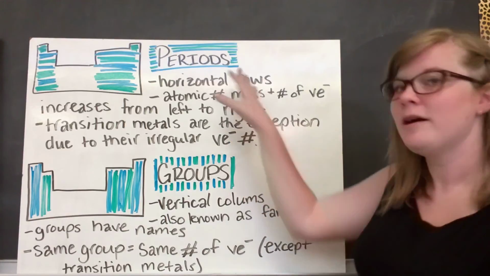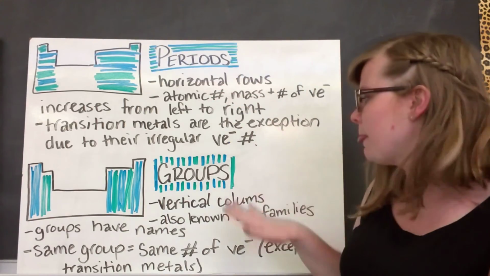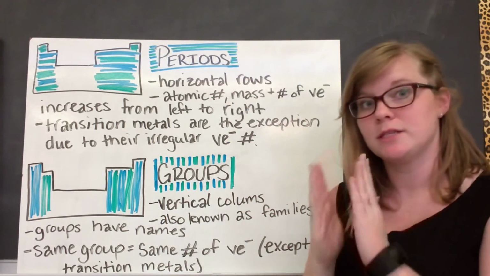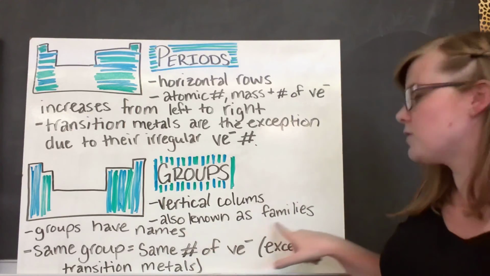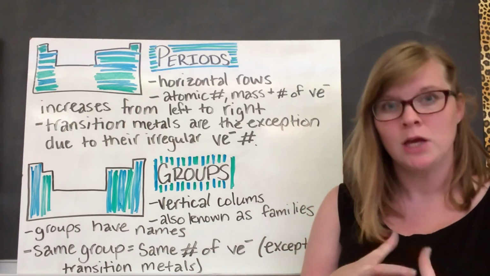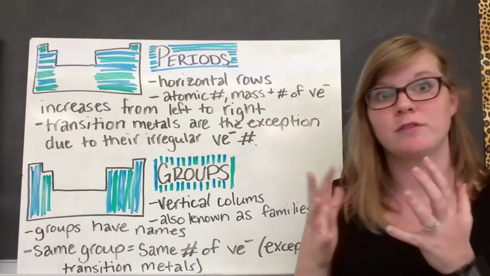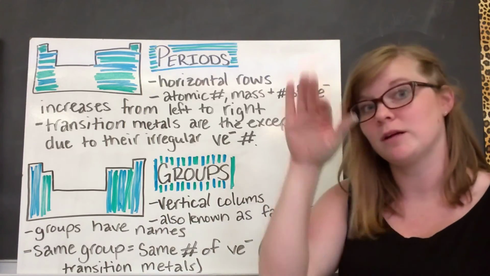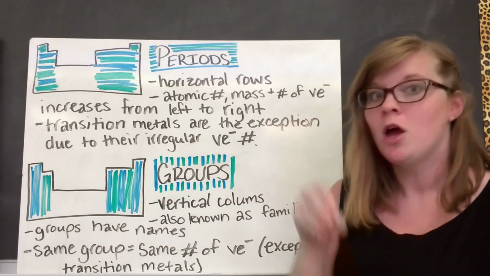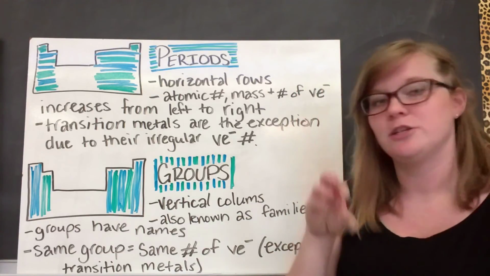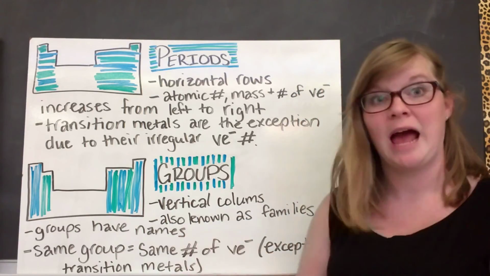All right, so after we've got our periods, we've got our groups. So groups are the vertical columns. These go up and down, right? So these are often known as families pretty regularly. So just like families each have their own last name, we've got our family tree that runs up and down through generations, our groups are going to run up and down. And just like families have names, our groups are going to have names.